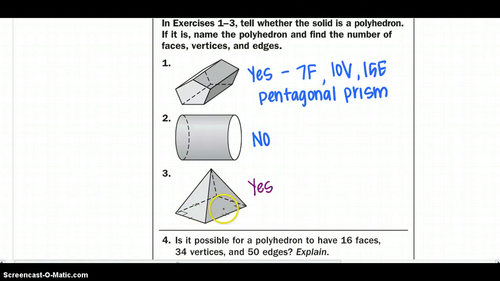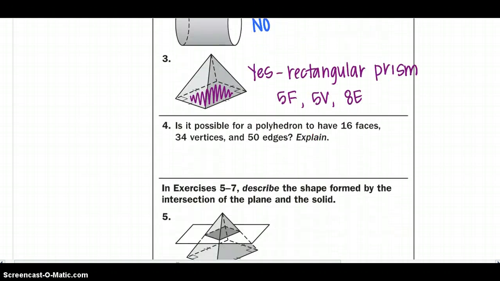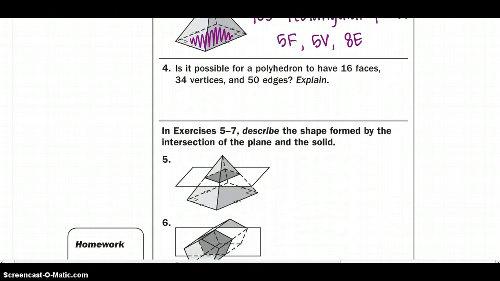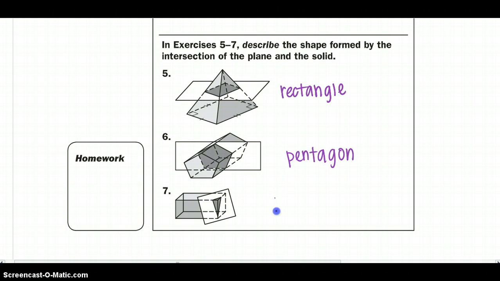And 3, yes, there's no circular or curved areas. Its base is a rectangle. So it is a rectangular prism. 5 faces, 5 vertices, and 8 edges. Alrighty, let's go quickly through here. You can do 3. Check Euler's theorem that we worked on, and I will give you the answers. 5 would be a rectangle. 6 is a pentagon. And looking at 7, oh, that looks like a triangle.